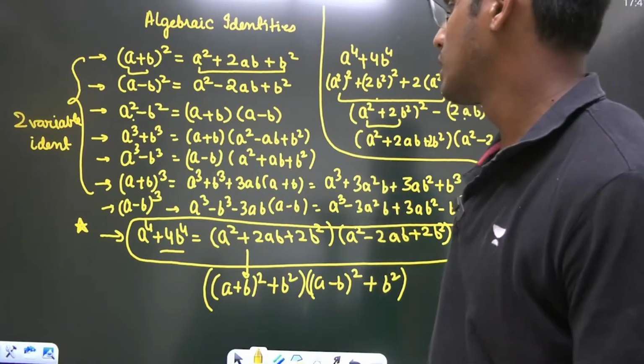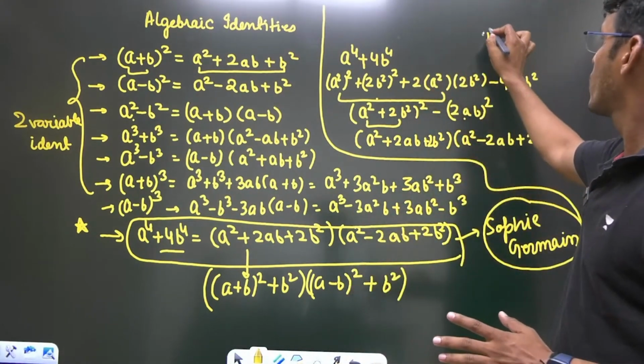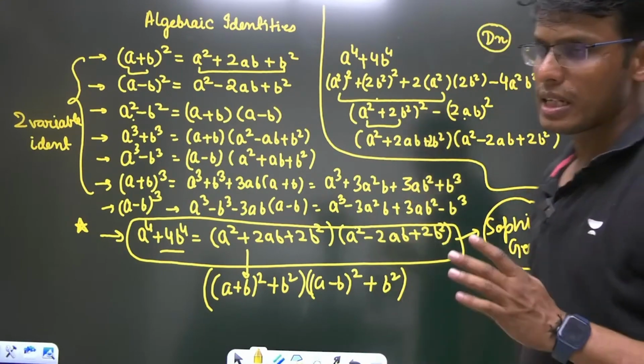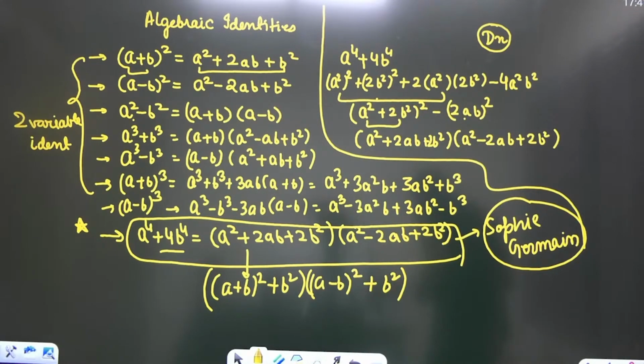Got it? Please write done. If you have written all these identities, please write DN.